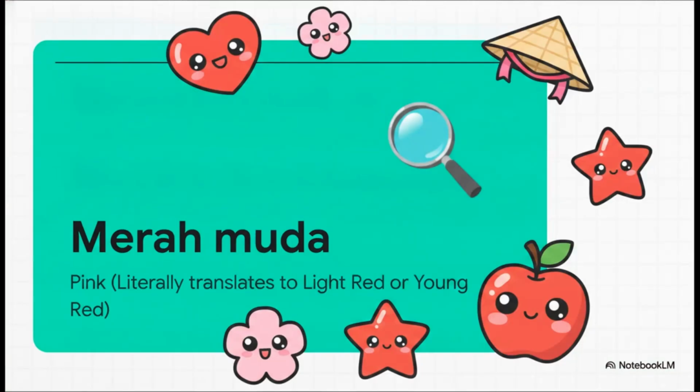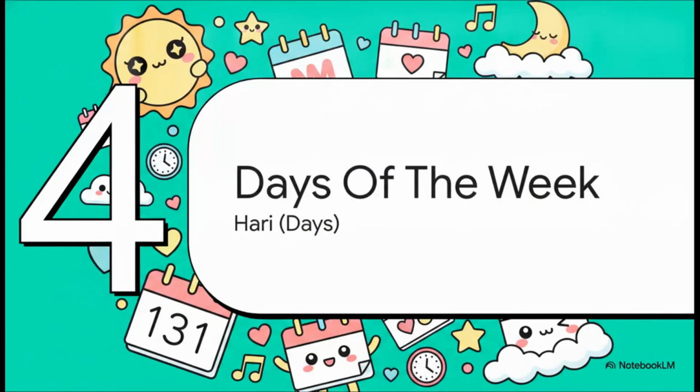Now here's a fun linguistic quirk that shows just how descriptive the language can be. The word for pink is merah muda. Merah means red, and muda means young or light. So it literally translates to young red or light red. It's a wonderful little parallel that perfectly matches the logic of English terms like light red, and similarly mirrors languages like Vietnamese. Moving on to Section 4, days of the week, organizing our time.